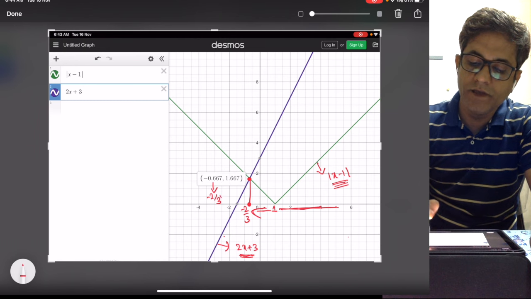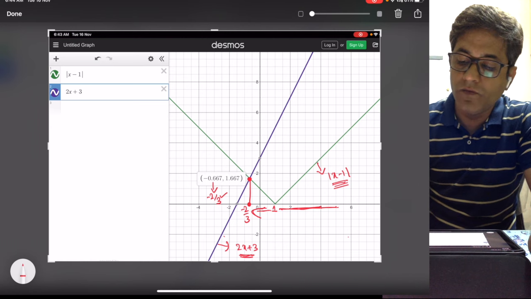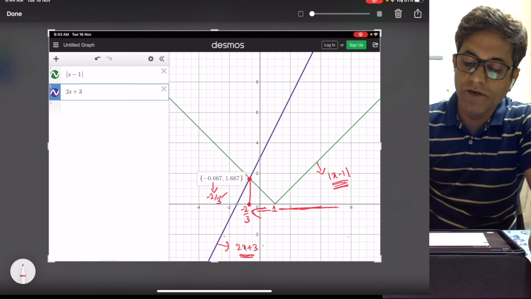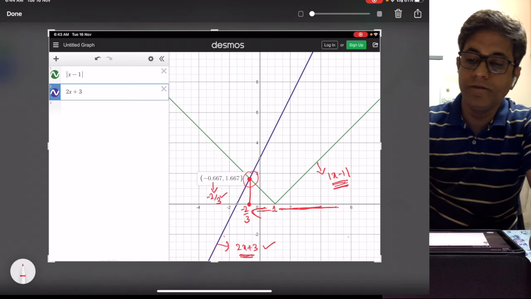Therefore, the solution is what? x equals minus 2 by 3. Geometrically, the two curves, that is y equals mod x minus 1 and y equals 2x plus 3, intersect at only one point, that is this one.